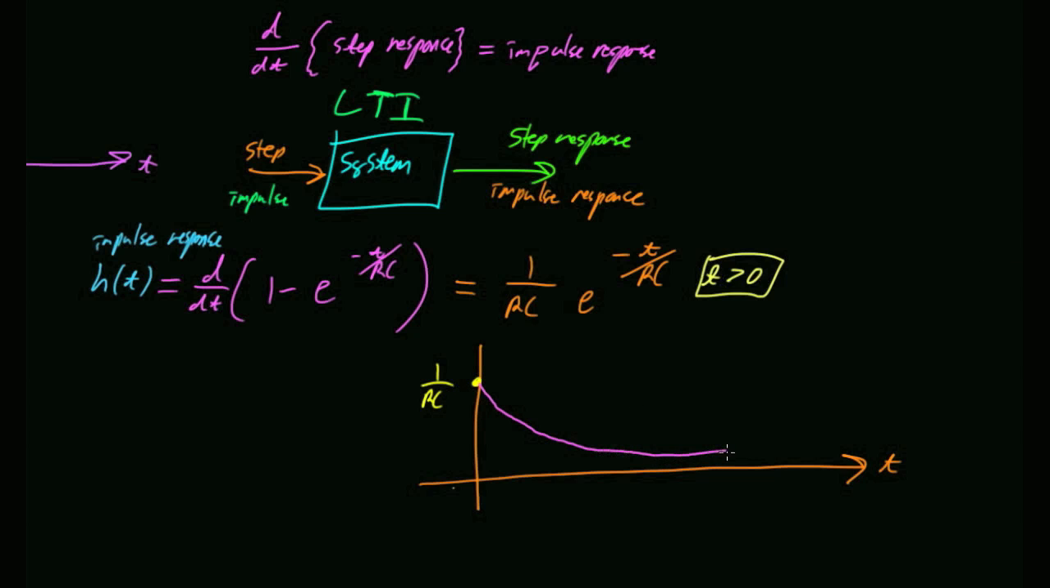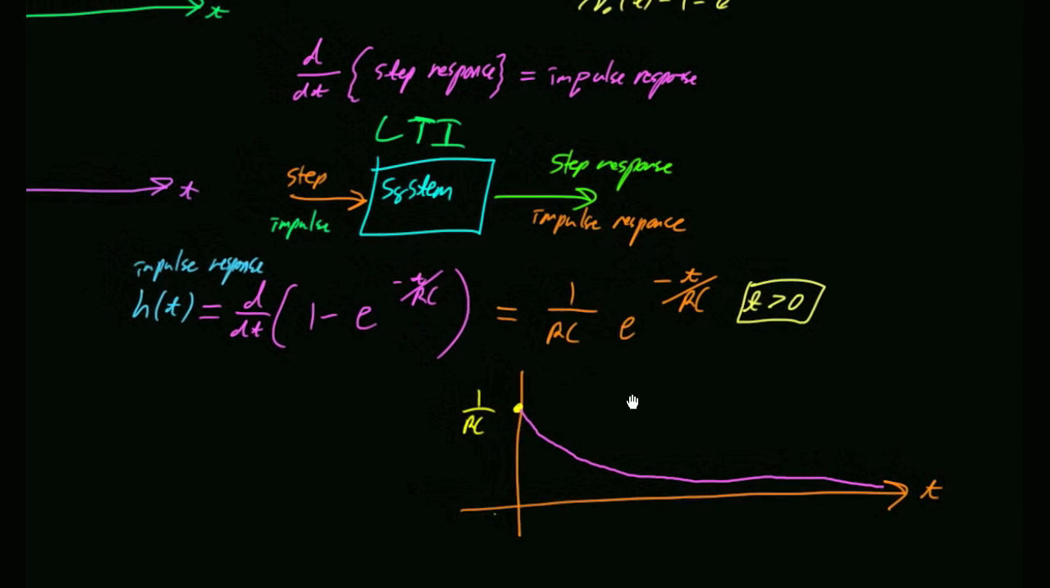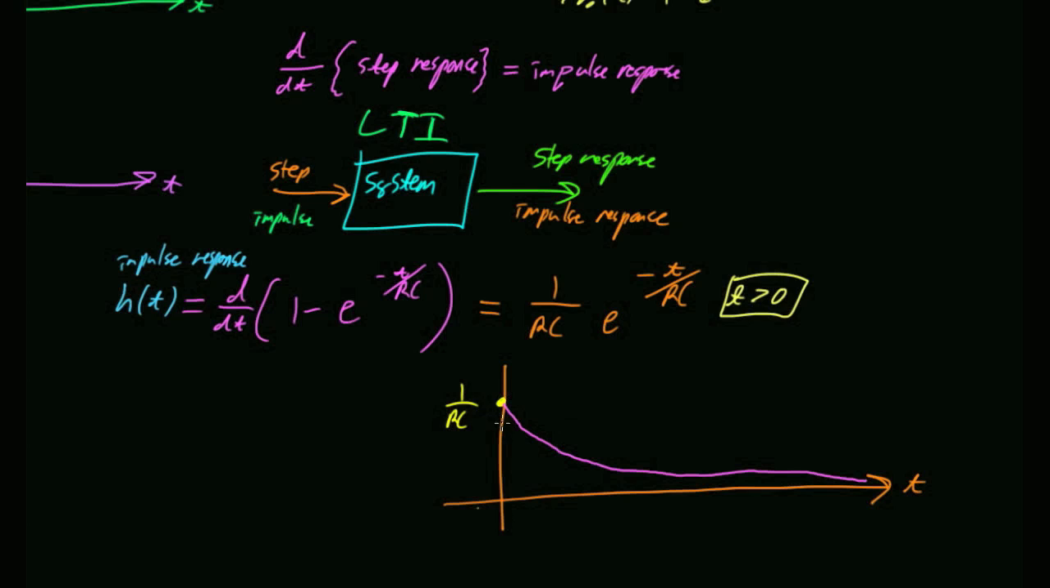That sort of makes sense. If you kick the system with an impulse, essentially the cap charges instantaneously. Then there's no more input after that instantaneous impulse, so the voltage on the cap just dissipates out through the resistor. That's what you're seeing here. So there's your impulse response. Nice. All right, pat yourselves on the back.